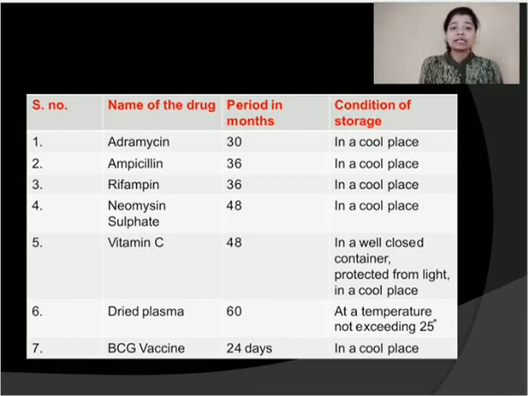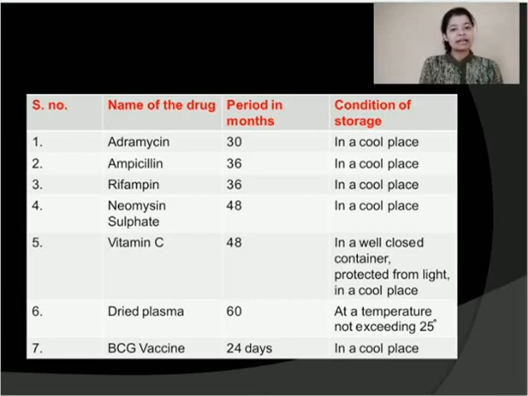As you can see, for example, the first drug is adramycin. Adramycin has a life period of 30 months and it should be stored in a cool place. So for every drug, Schedule P has a certain duration for its life period, and it states the suitable condition where that particular drug should be stored.